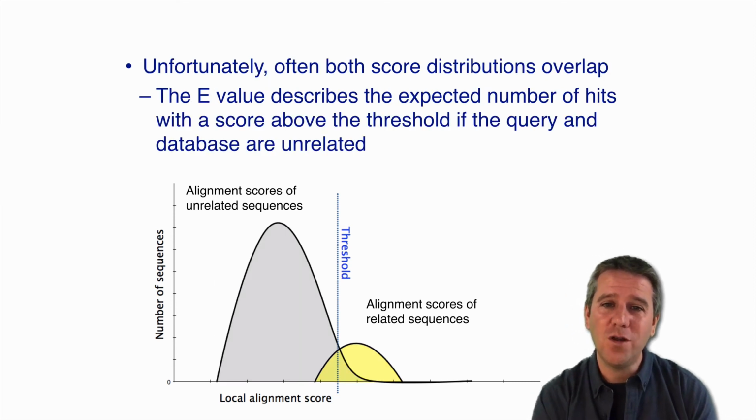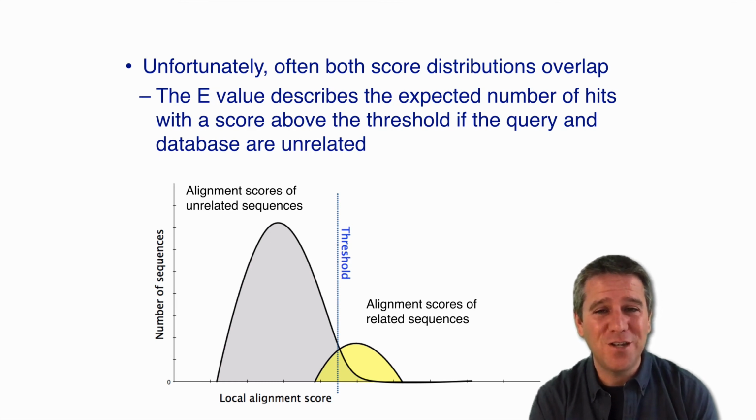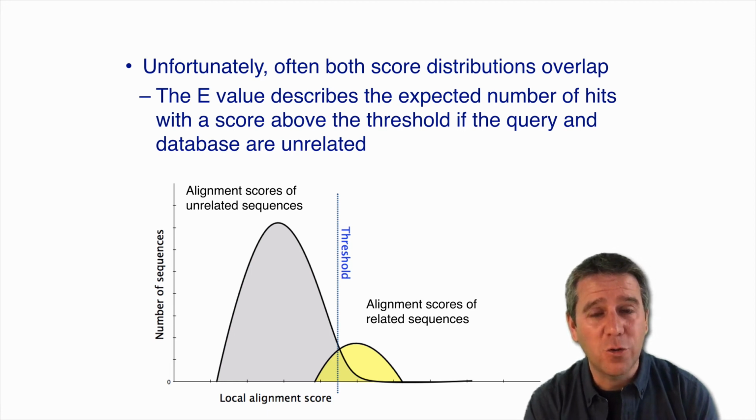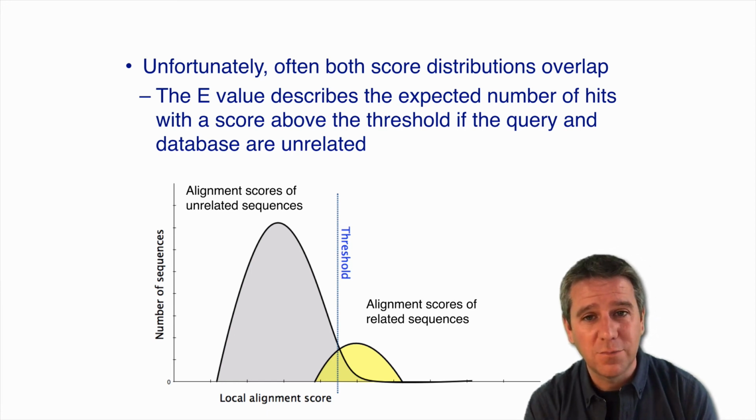Now, unfortunately, often both these score distributions overlap. Now, what the e-value describes is the expected number of hits with a score above the threshold if the query and database were unrelated, i.e.